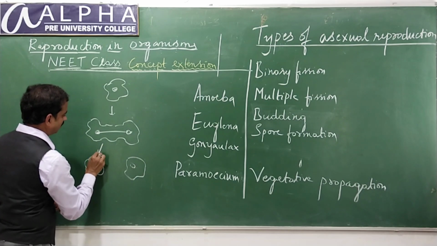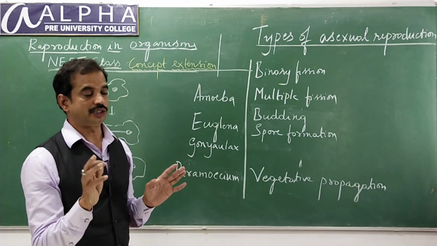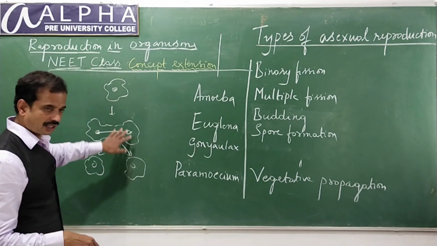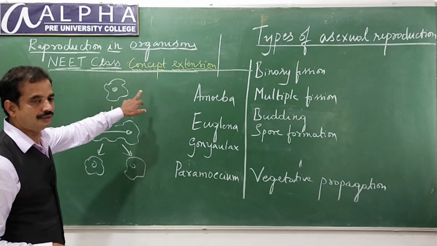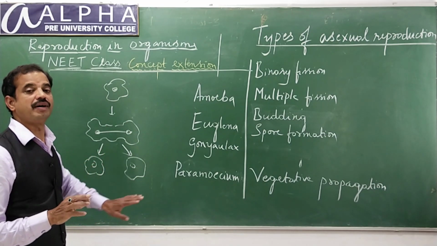You know the details, it will give rise to two daughter cells, it is immortal. This is the way how binary fission takes place in amoeba. It's an irregular binary fission. Amoeba reproduces asexually by irregular binary fission.